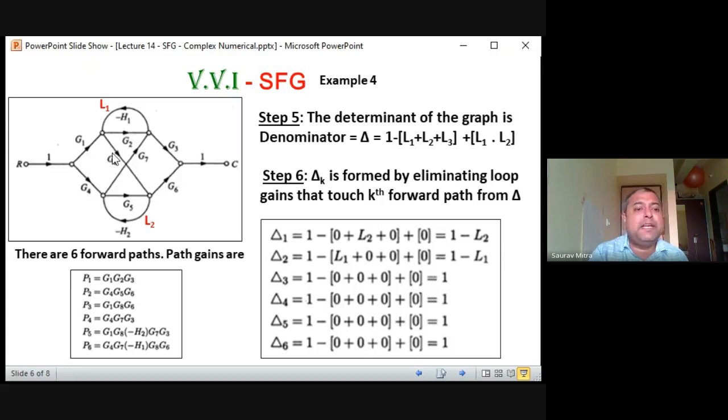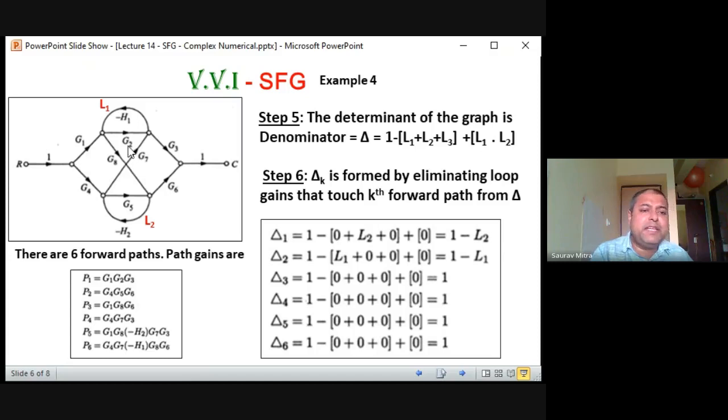Okay, so how can you find delta 1? P1 is the forward path, the first one. How can you find the delta for this? So what is delta 1? As this forward path is touching the loop L1, that means in the equation of delta, substitute L1 equal to 0. That is the way you can find out what is called the delta k or delta 1.